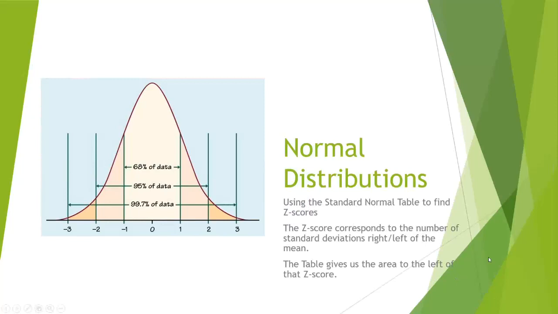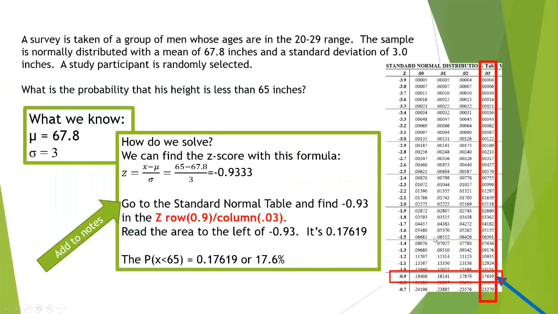Hello, I'm going to talk about normal distributions and z-scores, how to use the standard normal table to find z-scores. I want you to understand that the z-score corresponds to the number of standard deviations that a value is lying to the right or left of the mean. The bell curve is pictured here, and we'll talk a little bit about those percentages in a minute. The standard normal table is going to give us the area to the left of the z-score that we come up with. So here's a problem.